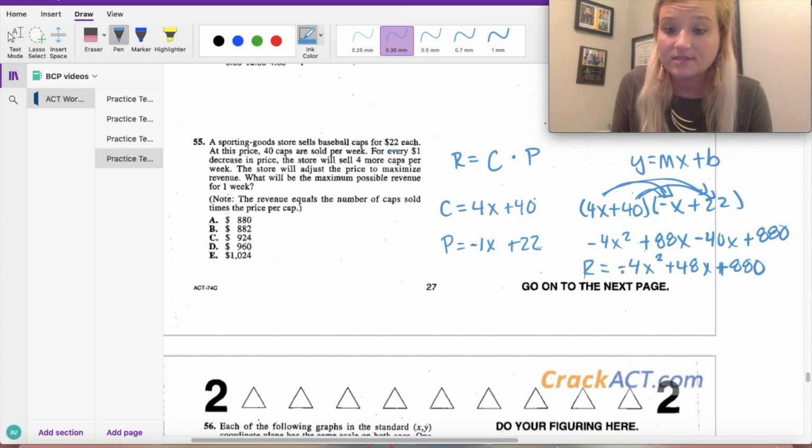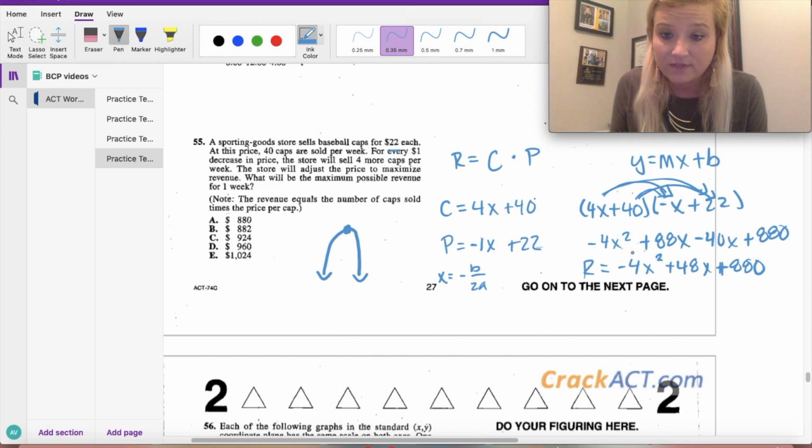Since the first number, the negative 4, is negative, we know that our parabola is facing downwards, and our vertex is always going to be the peak of our parabola when it's facing downwards. So that is our maximum point. To find the vertex, we start with the x value of the vertex, and we get that from doing negative b over 2a.